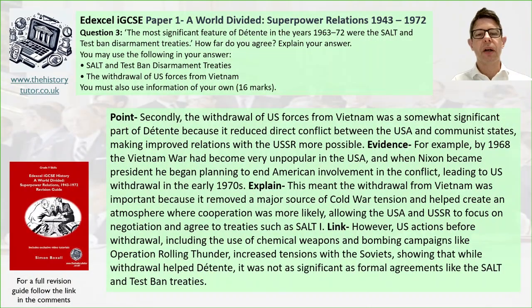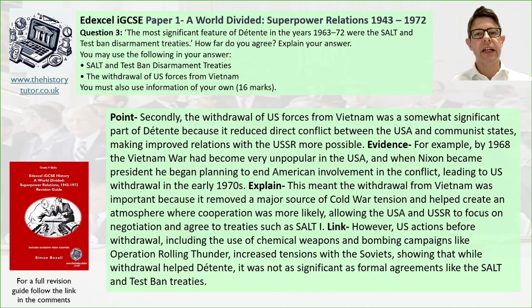Okay, so here is my paragraph. So I said, secondly, the withdrawal of US forces from Vietnam was a somewhat significant part of Detente because it reduced direct conflict between the USA and communist states, making improved relations with the USSR more possible. For example, by 1968, the Vietnam War had become very unpopular in the USA, and when Nixon became president, he began planning to end American involvement in the conflict, leading to US withdrawal in the early 1970s.